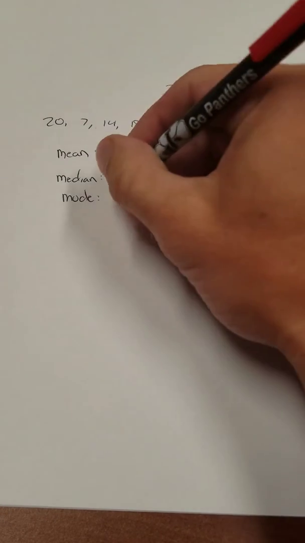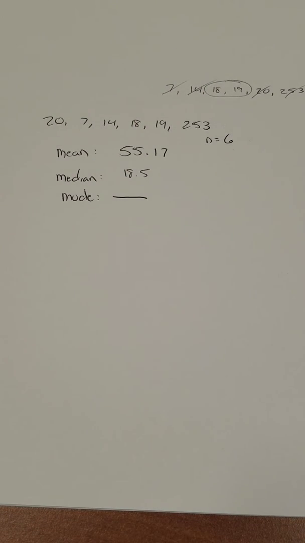Mode, a number that occurs the most. There's just not one in this data set. Nothing occurs the most. So I guess every number would be a mode, but in my case, I'm just going to say there's absolutely no mode.